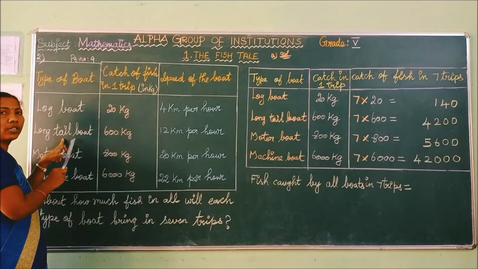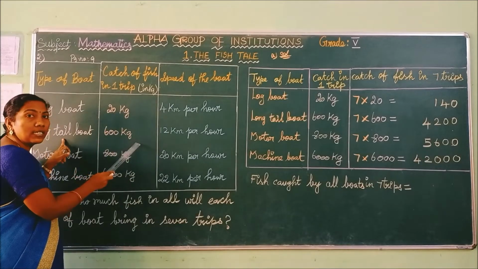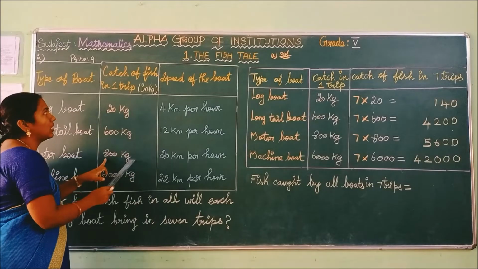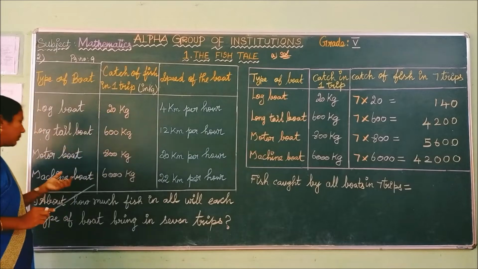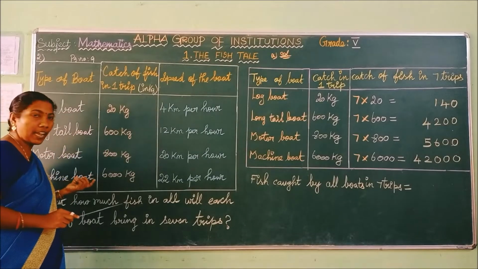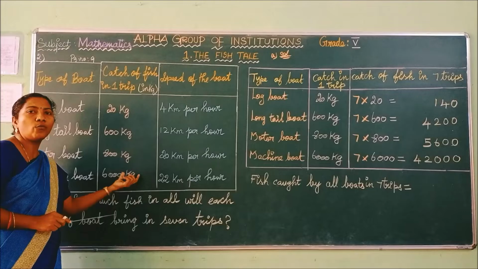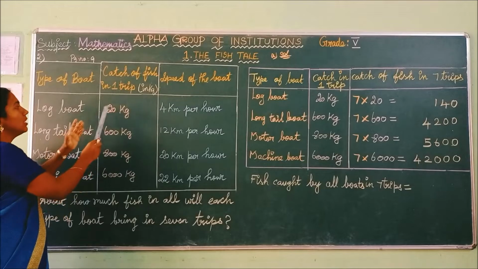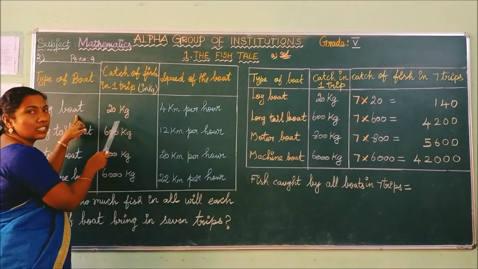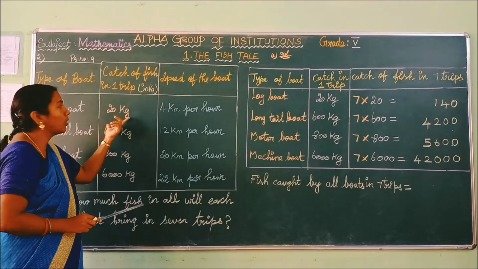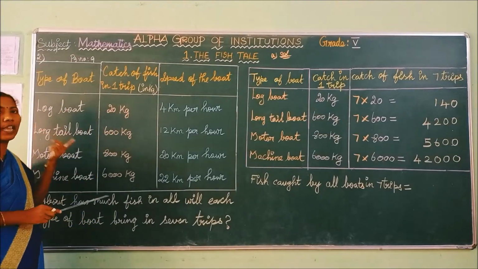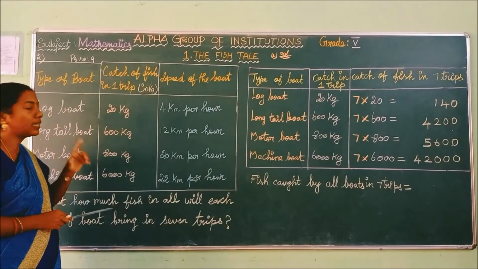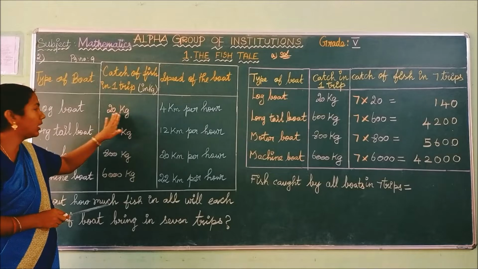Similarly, a long tail boat can catch 600 kg in a trip. A motor boat can catch 800 kg of fish in one trip. Similarly, a machine boat can catch 6000 kg of fish in a single trip. So these are the amounts the boats can catch in one trip. Where does the boat catch the fish? From the sea. So in a single trip, the log boat can catch 20 kg.